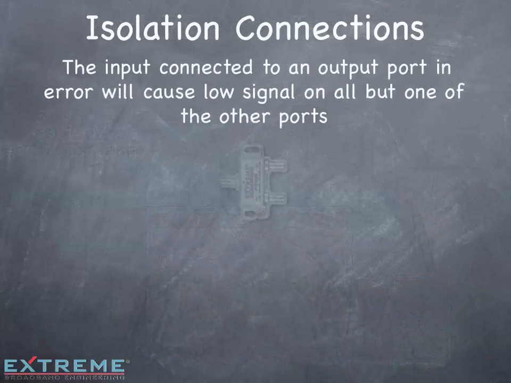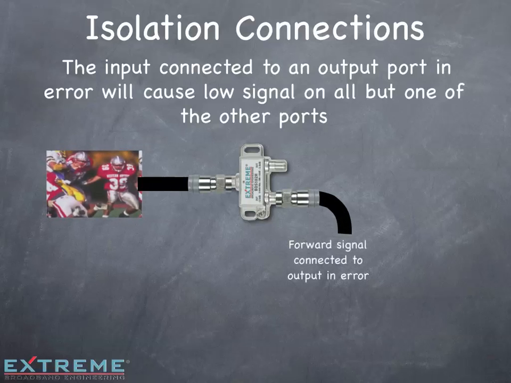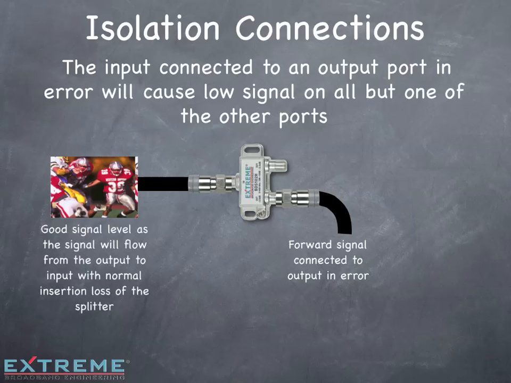With port-to-port isolation, a problem that you may see in the field is that someone connected the input to the output port in error. This would cause low signal on all outputs, and the one that's connected to the input is good. In this example, the input is connected to the output port.